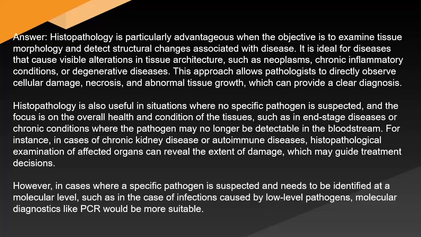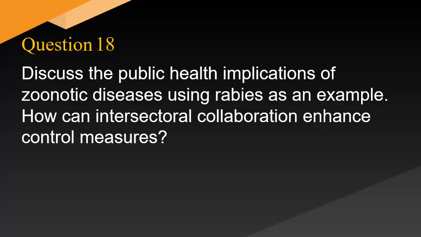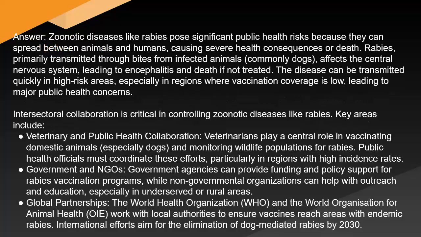However, in cases where a specific pathogen is suspected and needs to be identified at a molecular level, such as in the case of infections caused by low-level pathogens, molecular diagnostics like PCR would be more suitable. To discuss the public health implications of zoonotic diseases using rabies as an example, how can intersectoral collaboration enhance control measures? Answer: Zoonotic diseases like rabies pose significant public health risks because they can spread between animals and humans, causing severe health consequences or death.